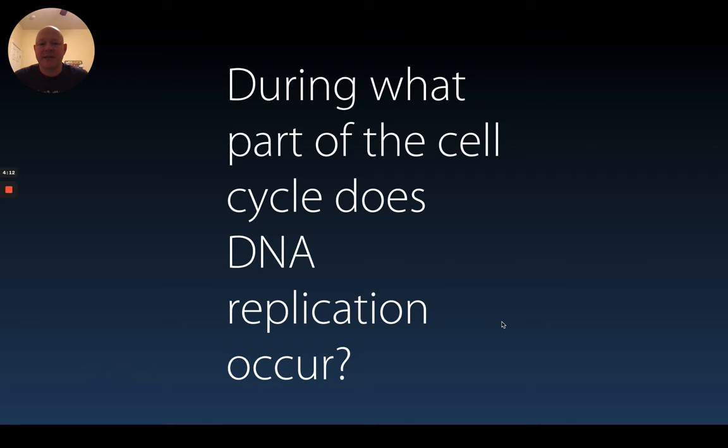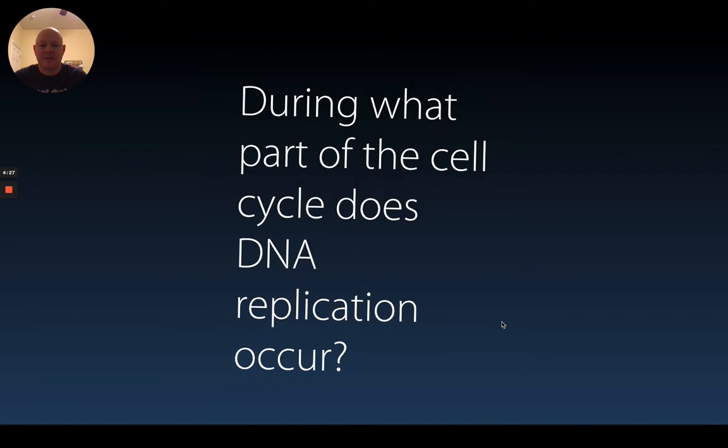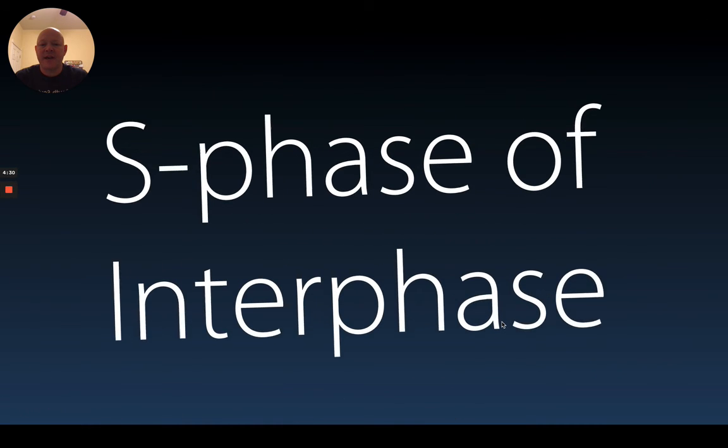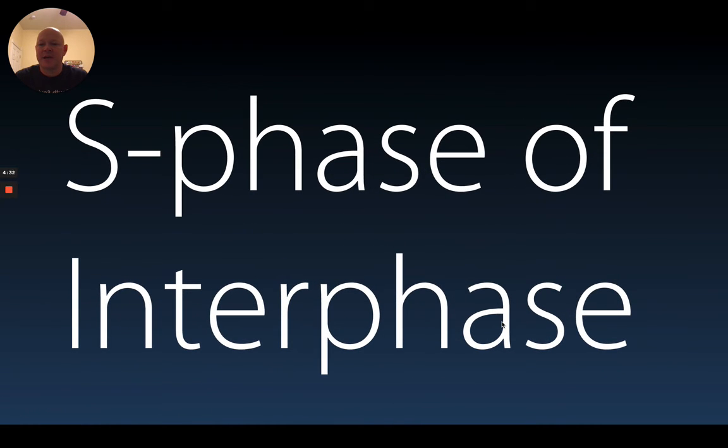During what part of the cell cycle does DNA replication occur? If you remember, interphase has three parts, G1, S, and G2. S stands for synthesis. And the purpose of S phase of interphase is to copy DNA.